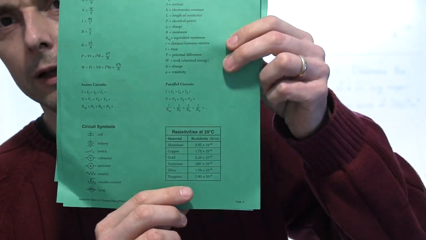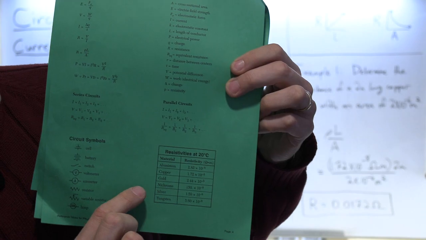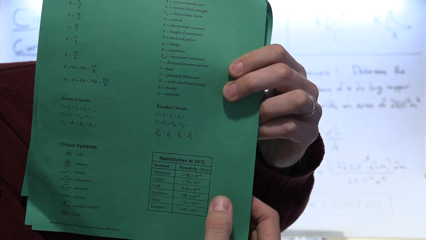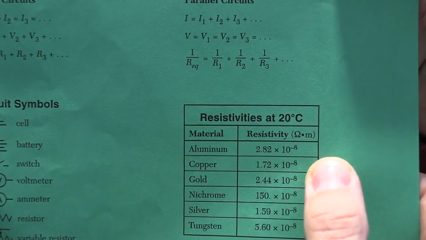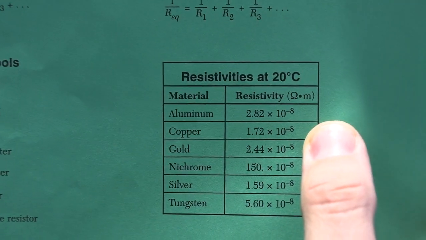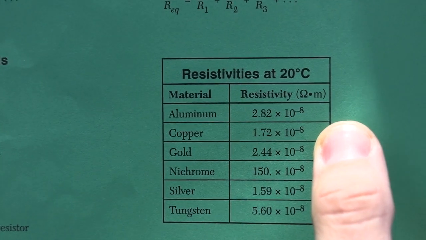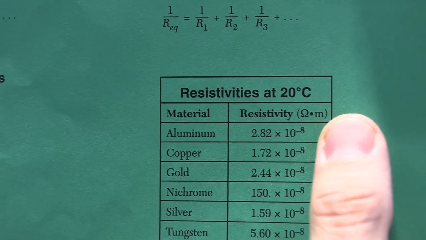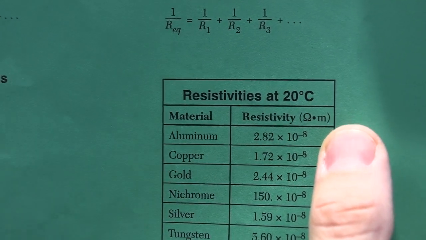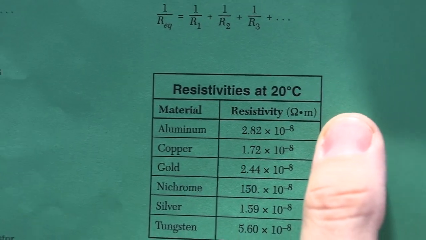On the bottom right of this, you see that we basically have a table with a bunch of metals, and right where my thumb is, you could see copper's resistivity of 1.72 times 10 to the minus 8th. That's the number. You can't forget the units up here, ohm meters. Okay, a lot of students forget that. They put the number and they forget the ohm meters.